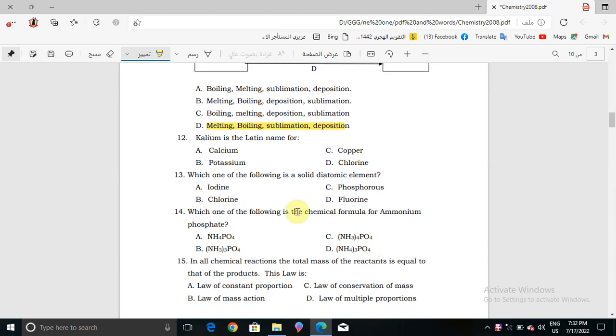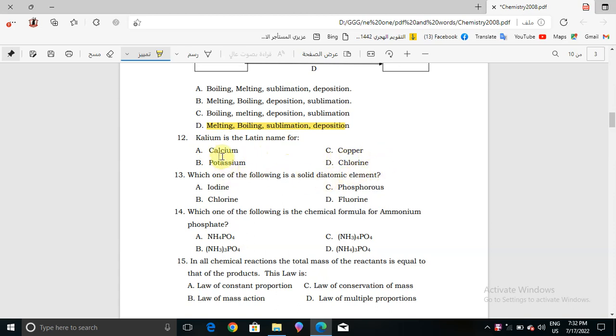Now question number 12, calcium. Calcium is the Latin name for what? Here it will be kalium. Yes, it is the Latin name of an element, right? So kalium is the Latin name for what? Calcium, potassium, copper, or chlorine.